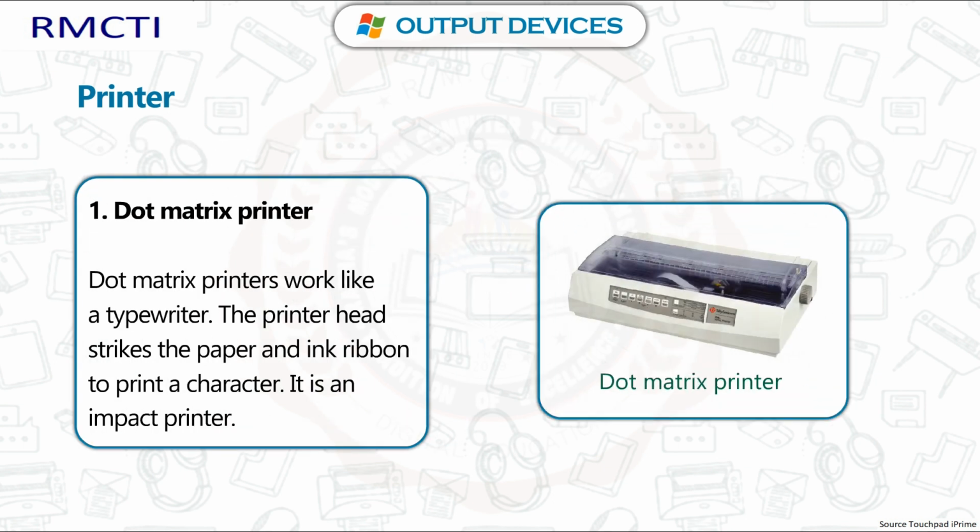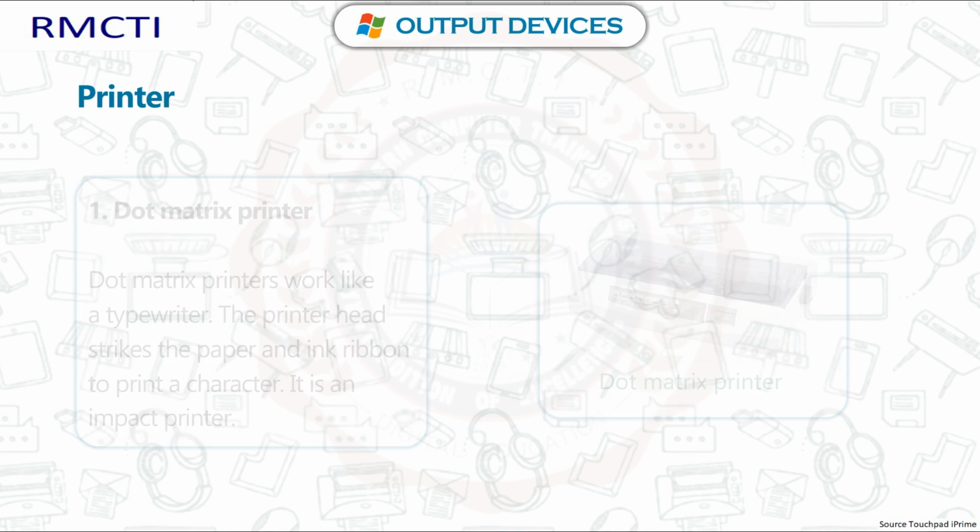Dot matrix printer. Dot matrix printers work like a typewriter. The printer head strikes the paper and ink ribbon to print a character. It is called an impact printer. 2.